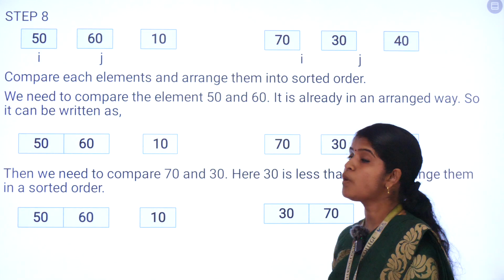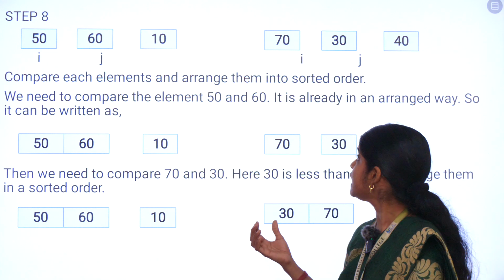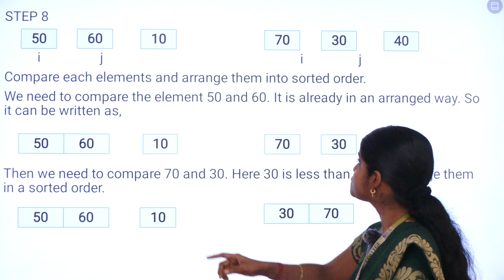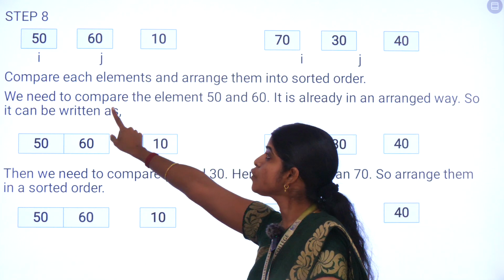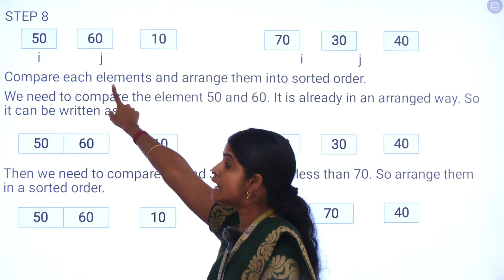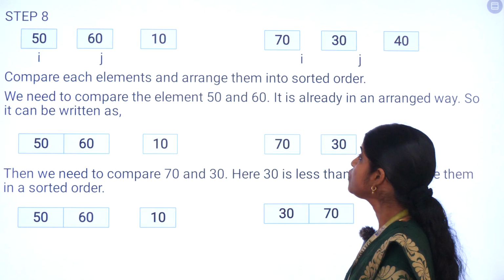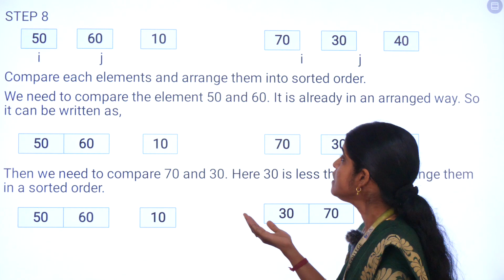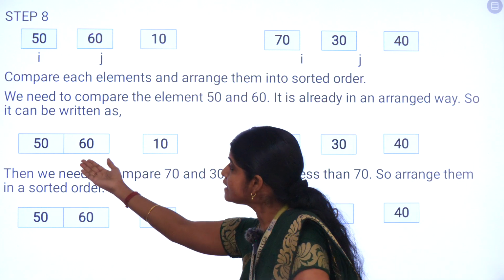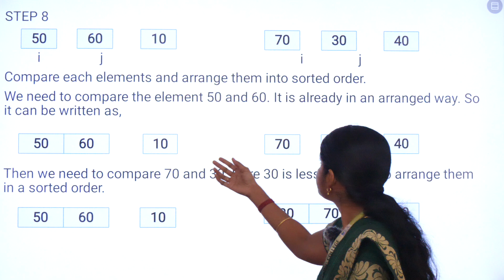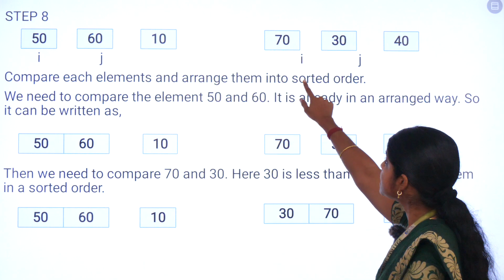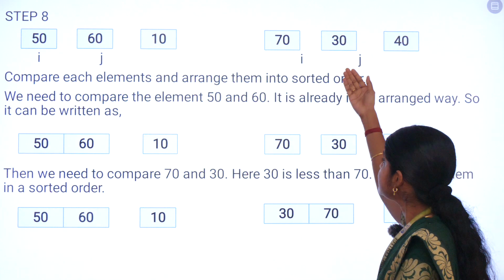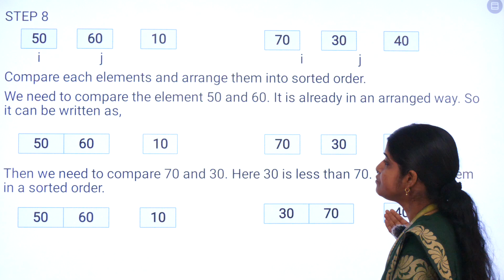After that, we want to compare each and every element and then sort them in order. We need to compare the elements 50 and 60. Before that, we consider this element as I and this element as J. Here we want to compare the elements 50 and 60. It is already in arranged order, so I have already written 50 and 60 and then 10. After that, we want to compare 70 and 30. 30 is less than 70, so we want to write 30 here and then 70 and then 40.